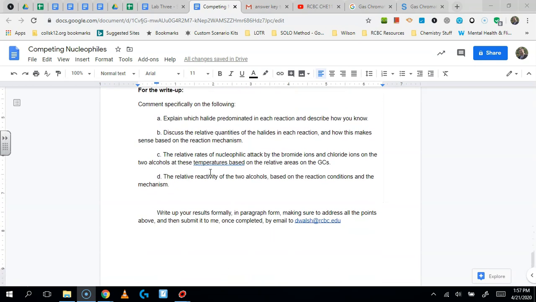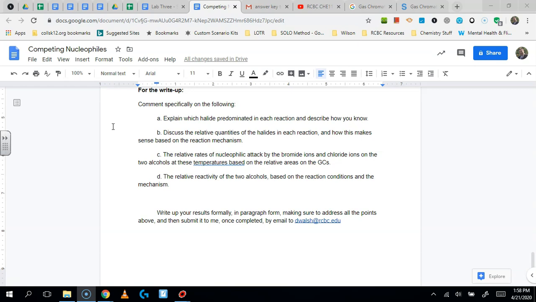So here's what you're going to do. You're going to take that information and highlight it in 4 parts. You want to write the lab up formally, in paragraph form, making sure that you address these 4 things. The first thing you have to do is give me the results of the experiment, and that's what part A is. Explain which halide predominated in each reaction, and then explain how you know that. You can say that the chloride predominated or the bromide predominated, but then you need to explain how you know that. Use the data that was given to you.